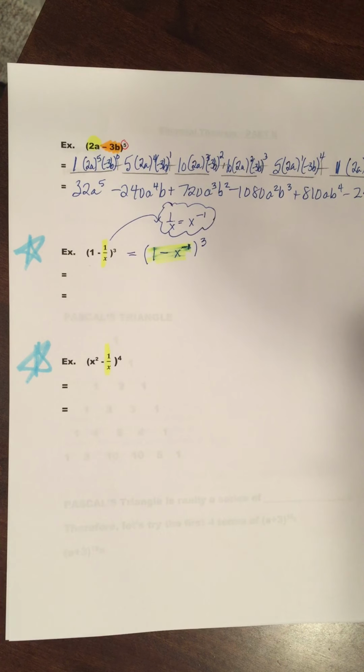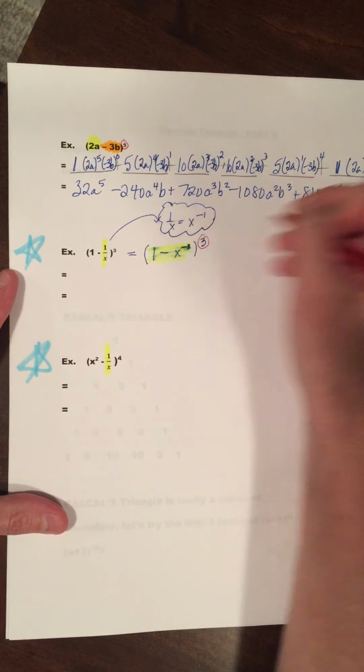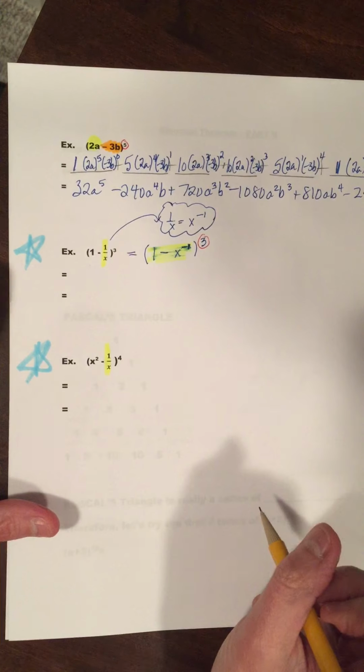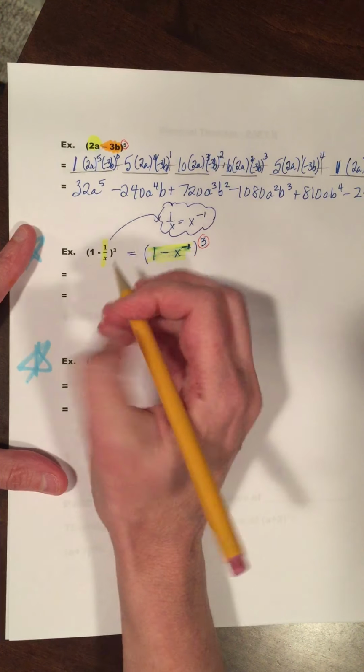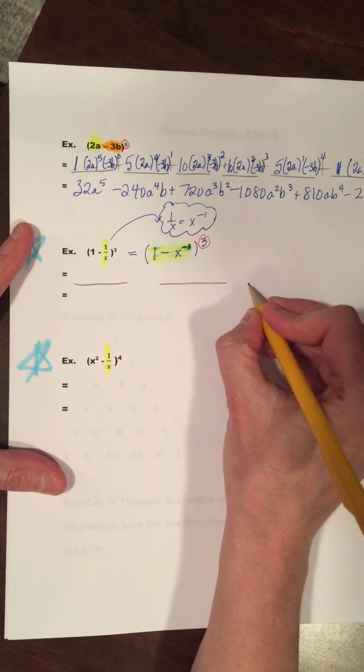Okay, so let's go through. Regardless whether the question is hard or easy, the process is identical. Exponent of 3, 1, 2, 3.